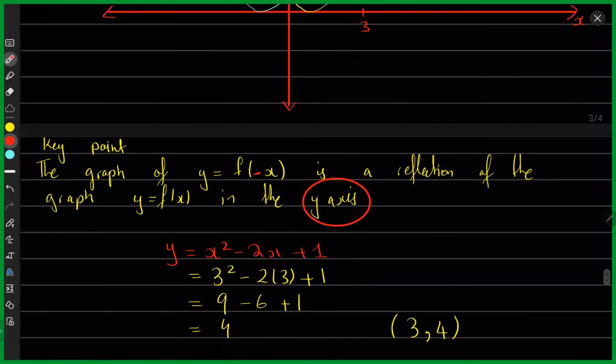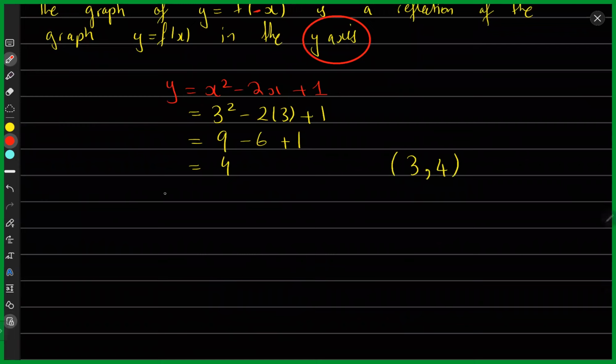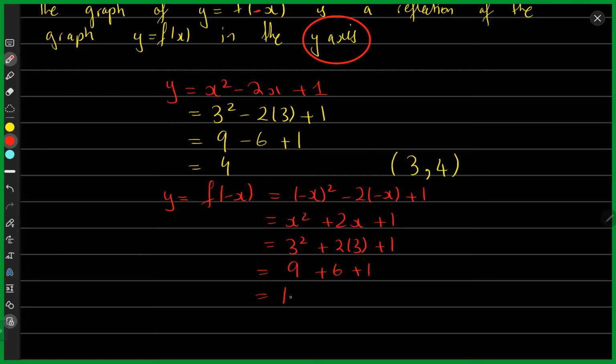Okay. Let's talk about the second equation, the transformed equation. That was y equals f of minus x. So for this, it would become minus x squared minus 2 into minus x plus 1. And this would give me x squared plus 2x plus 1. Again, let's consider 3 as the point. 3 squared plus 2 into 3 plus 1. And this is going to give me 9 plus 6 plus 1. And this is 16.